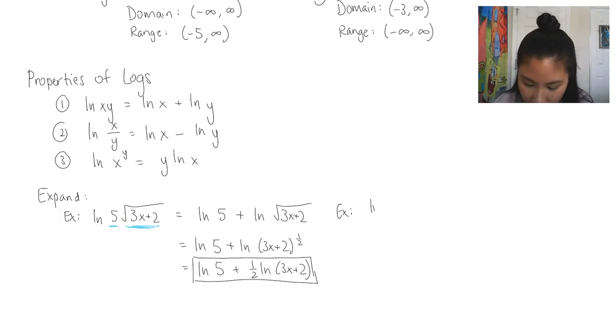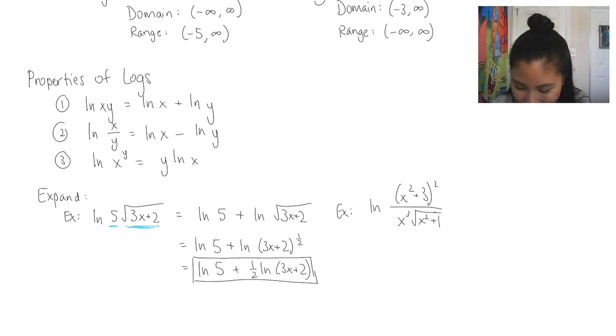Another example is if I had natural log of x squared plus 3 squared all over x cubed square root x squared plus 1. I'm trying to make this one look as complicated as possible. We've got craziness. So here we go, expanding this into as many logs as possible. I'm going to start with the whole dividing thing. So I've got natural log of x squared plus 3 squared, and this is being divided by natural log of x cubed square root x squared plus 1.